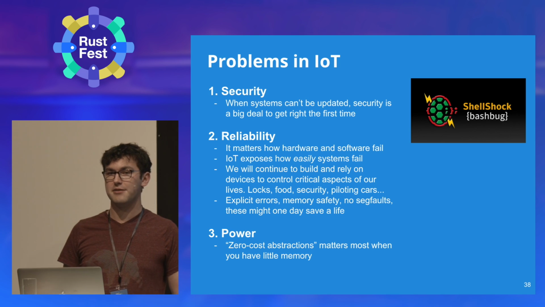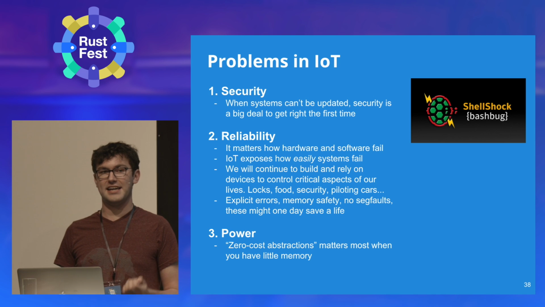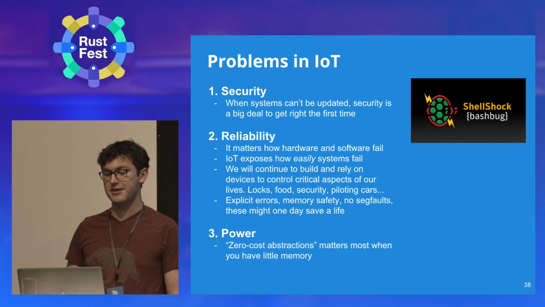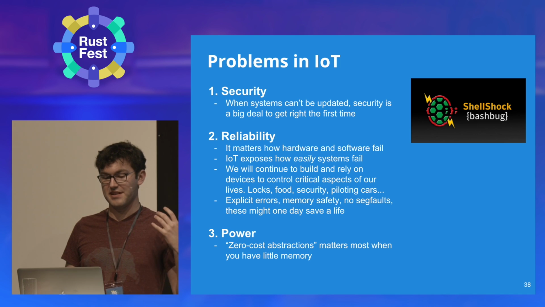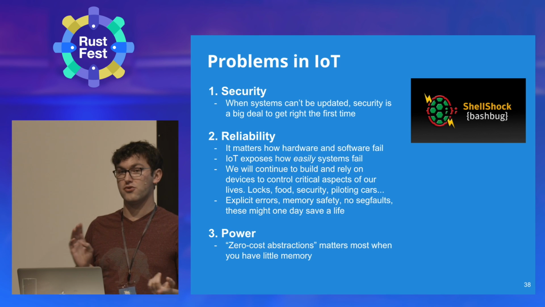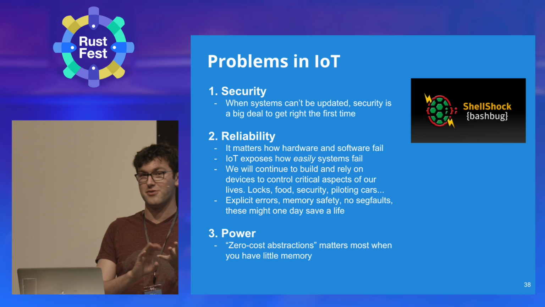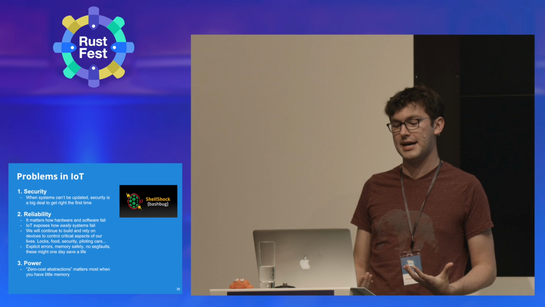The second one is reliability, and I don't mean this in the way that like my Bluetooth is suddenly not working or my app crashed randomly. Reliability really is that we are going to continue to build and rely on these different devices to control our locks, to control our food, to control our security, to protect our children, to protect us while we're driving cars. Technology is eating so many components of our lives.